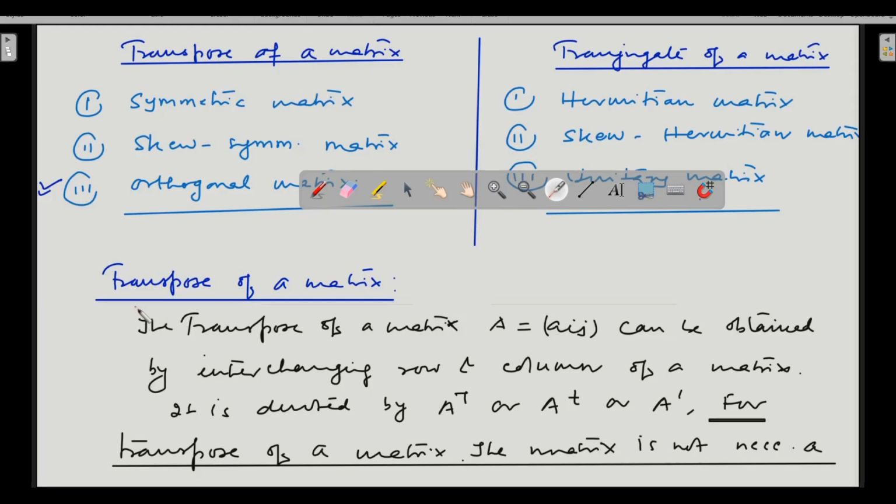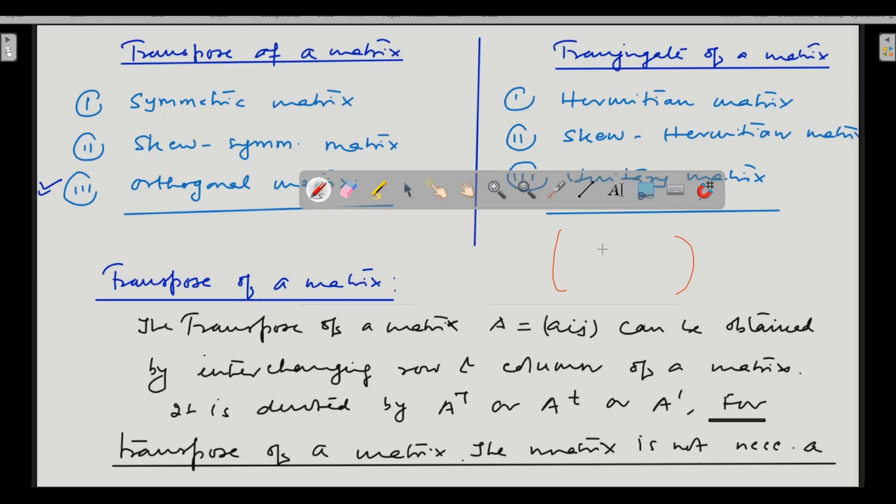So let us have a look right now at the transpose of a matrix. Let us learn what is the transpose of a matrix. There is a matrix A equal to Aij, and its transpose can be obtained by interchanging the rows and columns. So what does it mean by interchanging the rows and columns? The first row will become the first column.